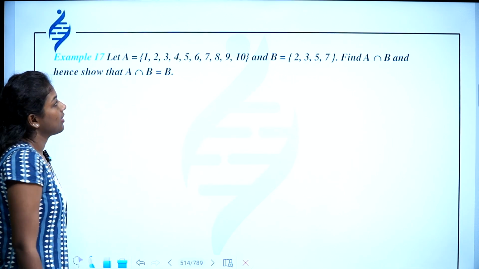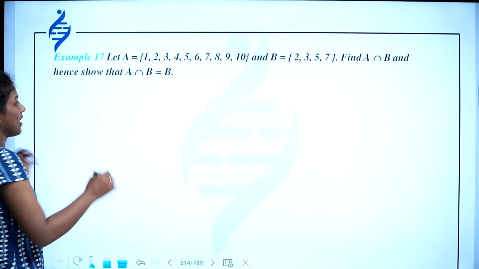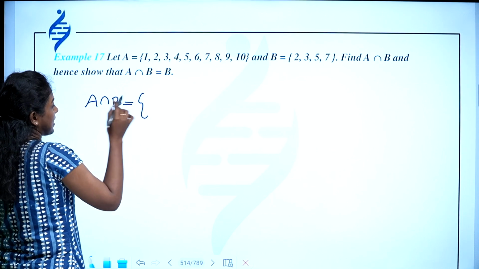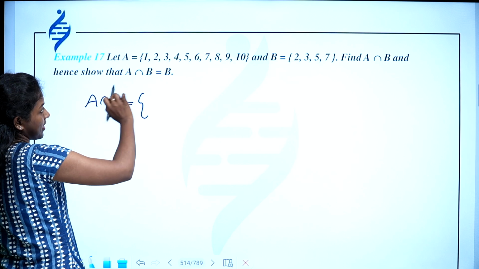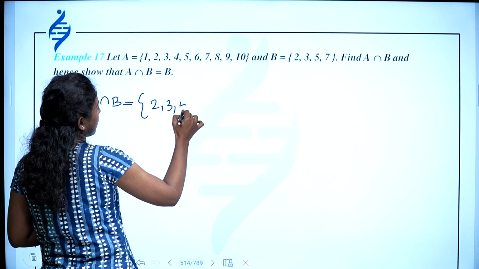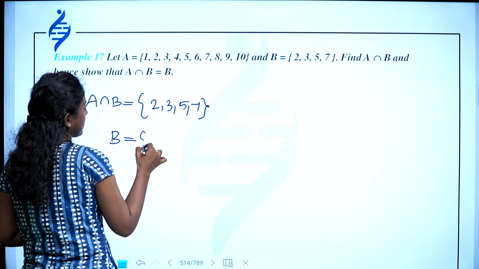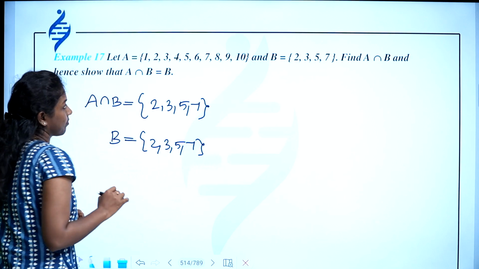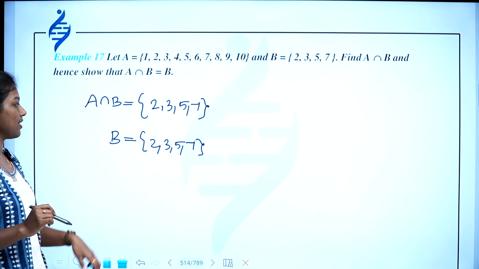Then a set is given. Sets A and B are given, and they asked us to find A intersection B. A intersection B means you have to take down the common elements. So what are the common elements? 2, 3, 5, 7, right? A is 2, 3, 5, 7, and B is also 2, 3, 5, 7. Hence we got A intersection B is equal to B.